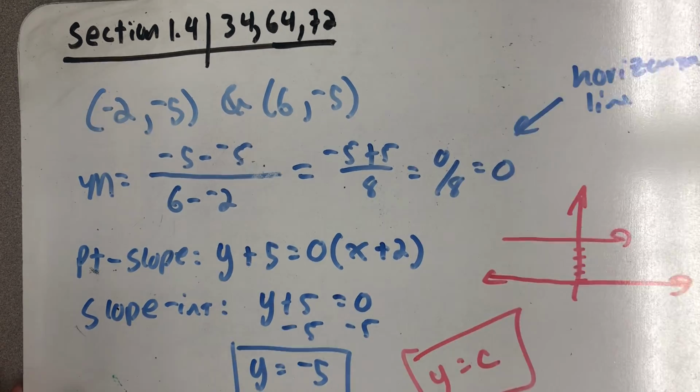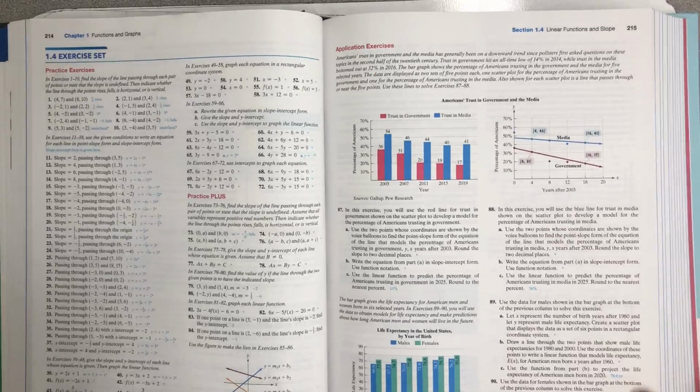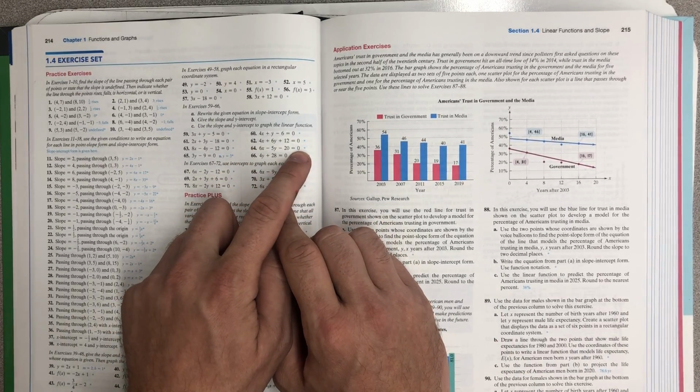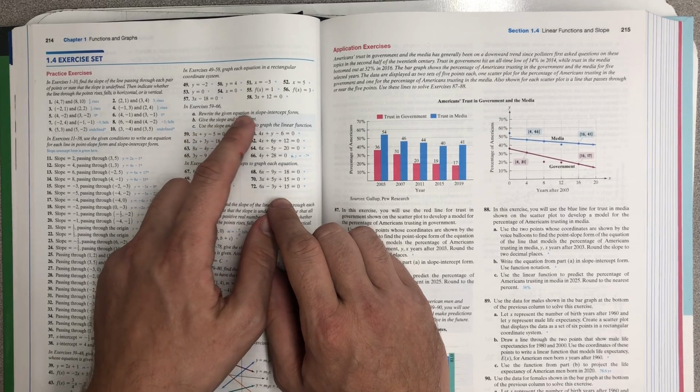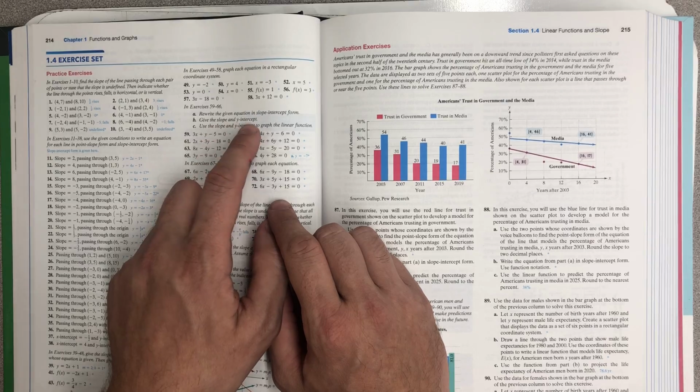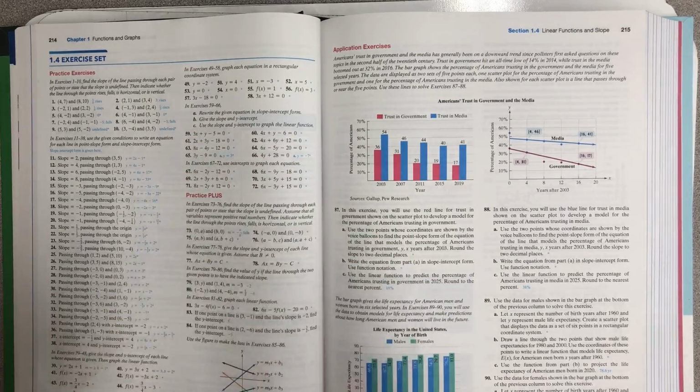Next up, I wanted to do problem number 64. In number 64, we're given the equation of a line in its standard form. We're asked to rewrite it in its slope-intercept form. We're asked to state the slope and y-intercept, and then finally to graph the linear function given that information.